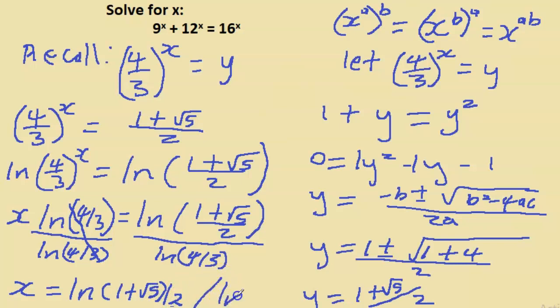Divide by ln 4/3, and that's our solution. Let me just write it out. It's ln of 1 plus root 5 all upon 2, upon ln 4/3.